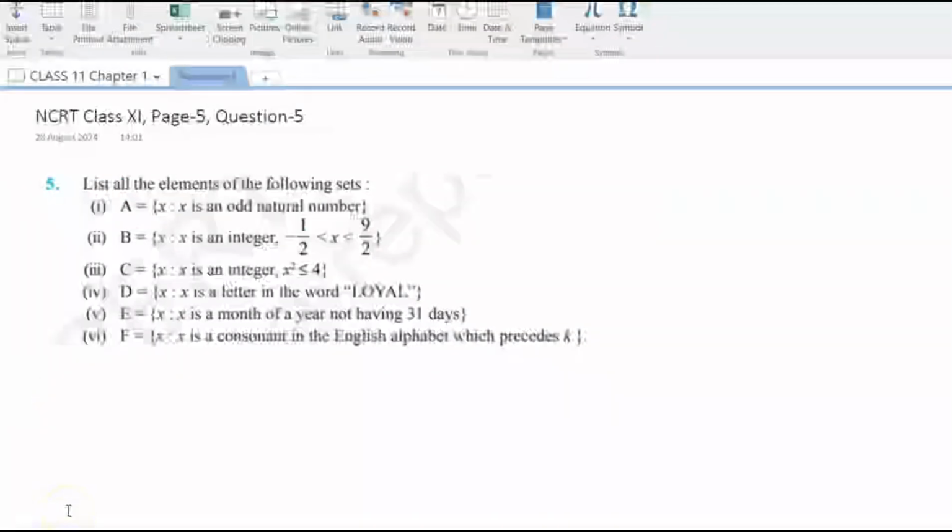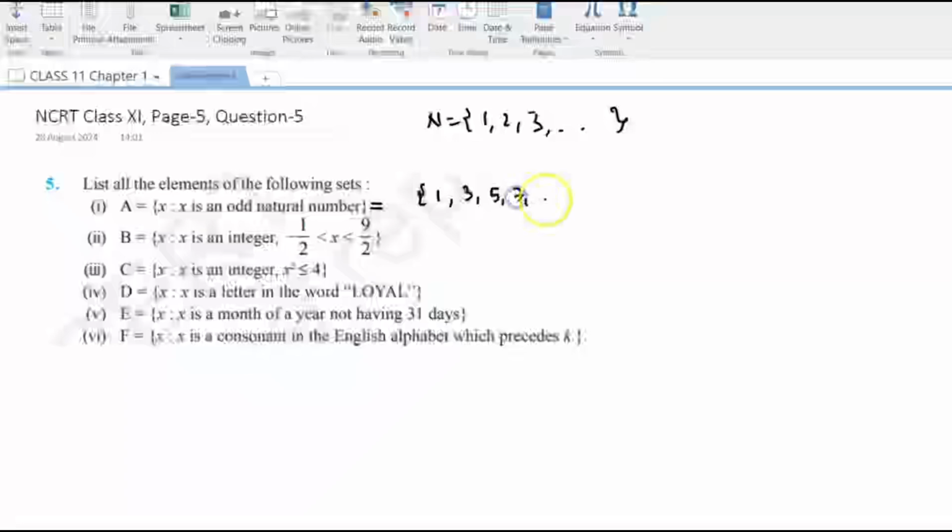Okay, so in this question, we need to list all the elements of the following sets. So A is equal to x, such that x is an odd natural number. We already know that the natural numbers are what? 1, 2, 3 and so on. And odd means it should not be divisible by 2. So this would be 1, 3, 5, 7 and so on.